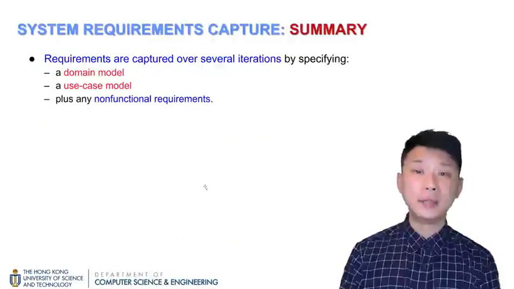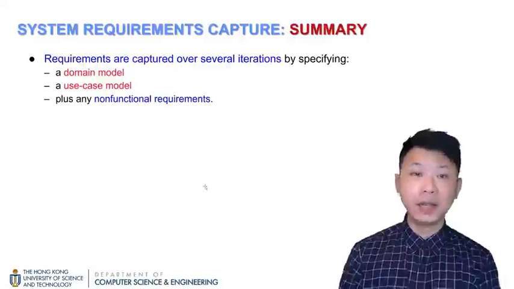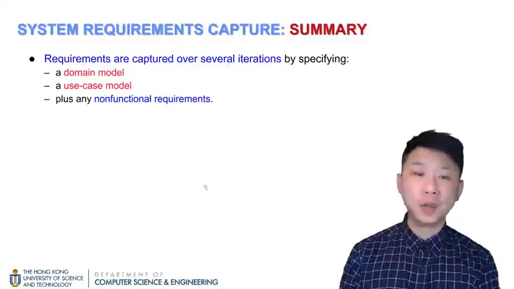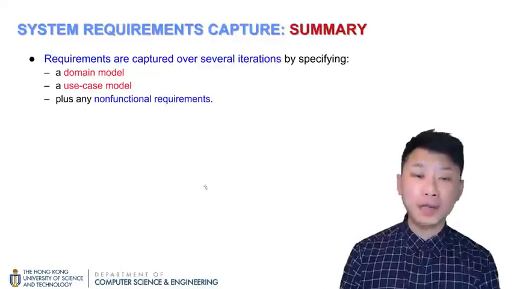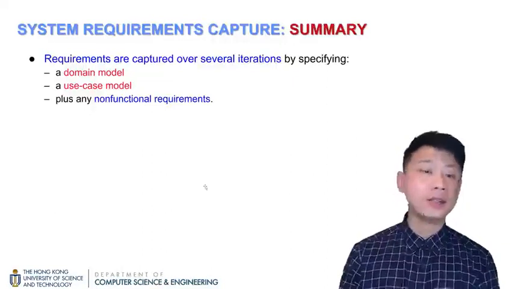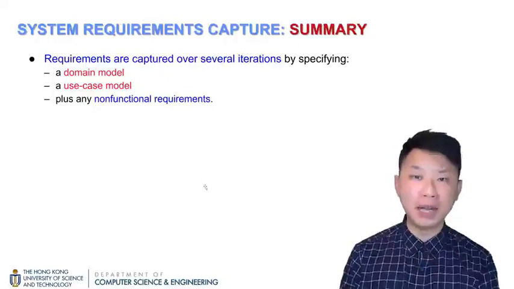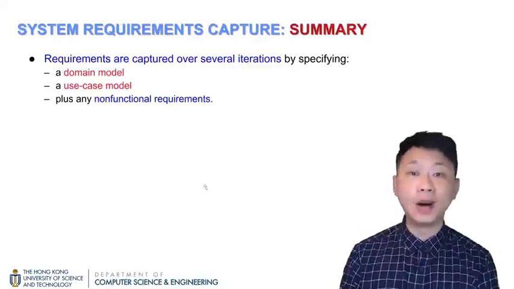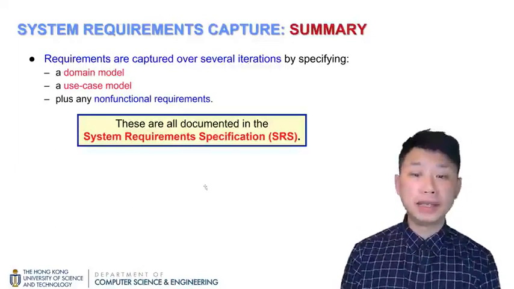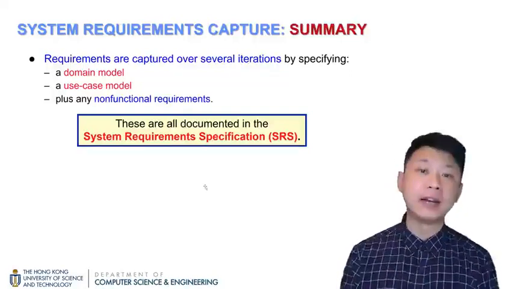And this is a little summary of what we have covered in this lecture and also in the last few lectures. We have talked about how to capture all the data requirements using a domain model, and also how to capture all the functional requirements using a use case model, and also non-functional requirements. That means additional constraints that we have over use cases or on top of the system as a whole. And all these requirements should be specified within our system requirements specification, the SRS.